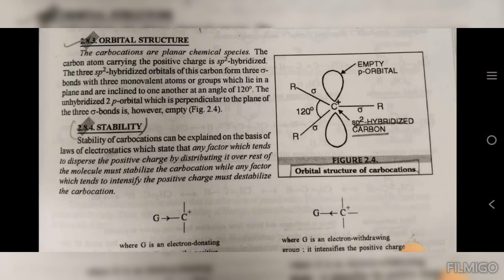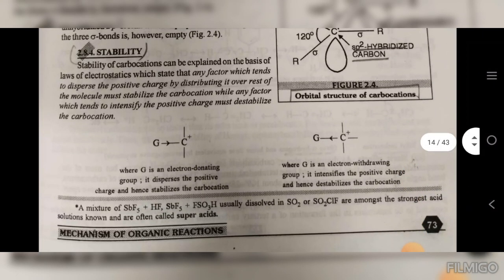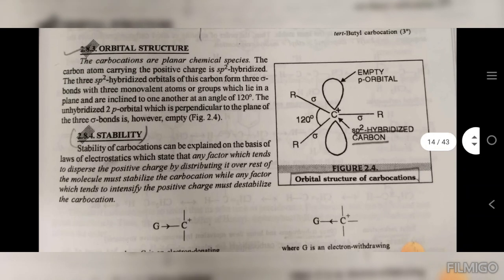The unhybridized 2p orbital, which is perpendicular to the plane of the three sigma bonds, is however empty. Figure 2.4: Orbital structure of carbocations. Stability. Stability of carbocations can be explained on the basis of laws of electrostatics, which state that any factor which tends to disperse the positive charge by distributing it over the rest of the molecule must stabilize the carbocation, while any factor which tends to intensify the positive charge must destabilize the carbocation.